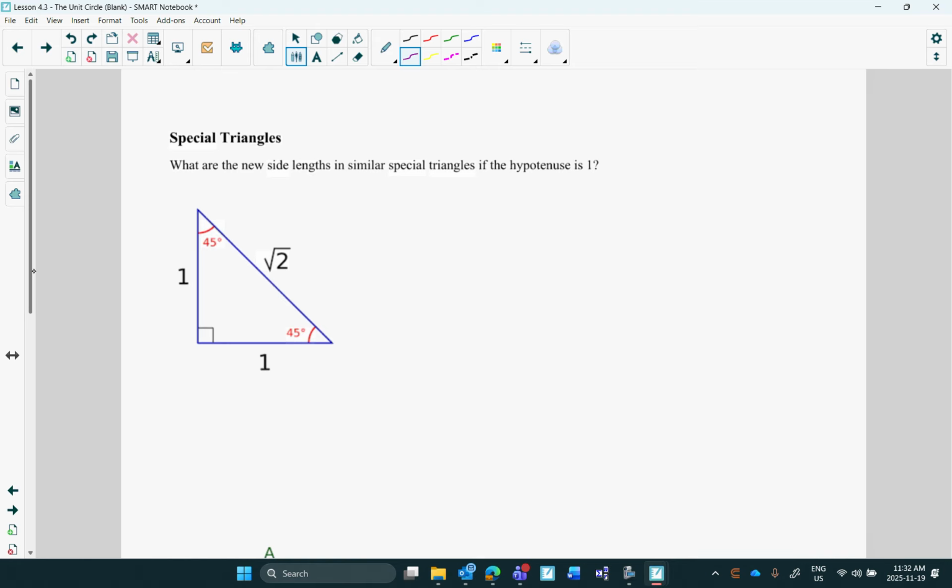Don't write this down, but I could have done anything for 45, 45. I could have done 3, 3, and then 3 squared plus 3 squared gives me root 18 when I find the actual side. But I use 1 because it's an easy number to work with. But remember, I want a similar triangle where this is not root 2, it's 1. That's what I want in order to be able to slide it into the unit circle on a grid.